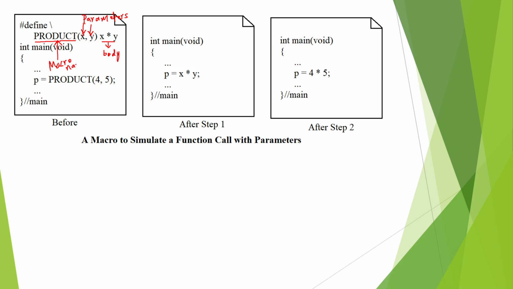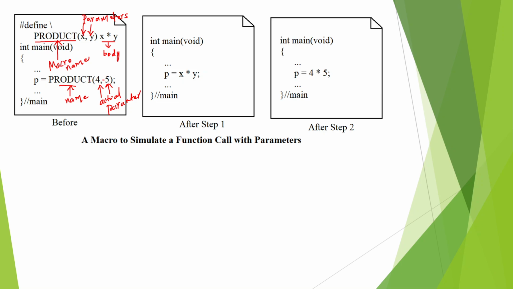Macro name. So how it will go? So you can see here I am calling the product macro using its name. This is the name of the macro. Using name I am calling by keeping two actual parameters. 4 and 5 are my actual parameters, and x, y are my formal parameters. Do remember, x, y are my formal parameters.